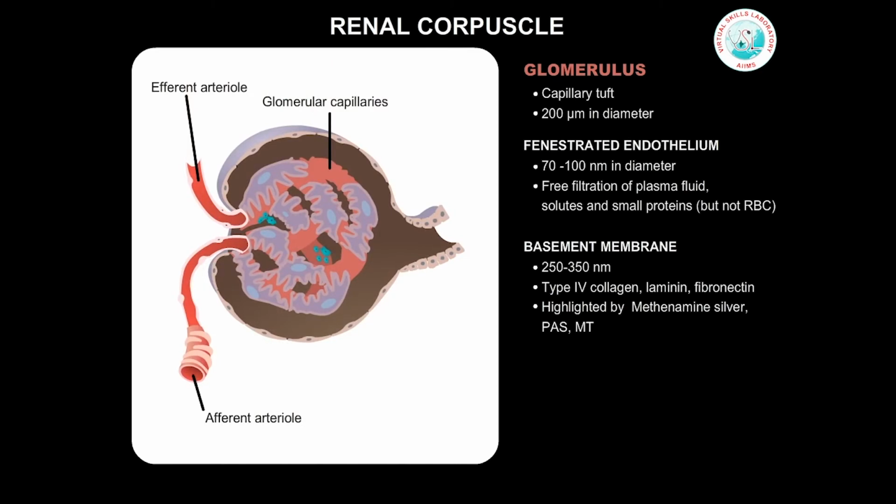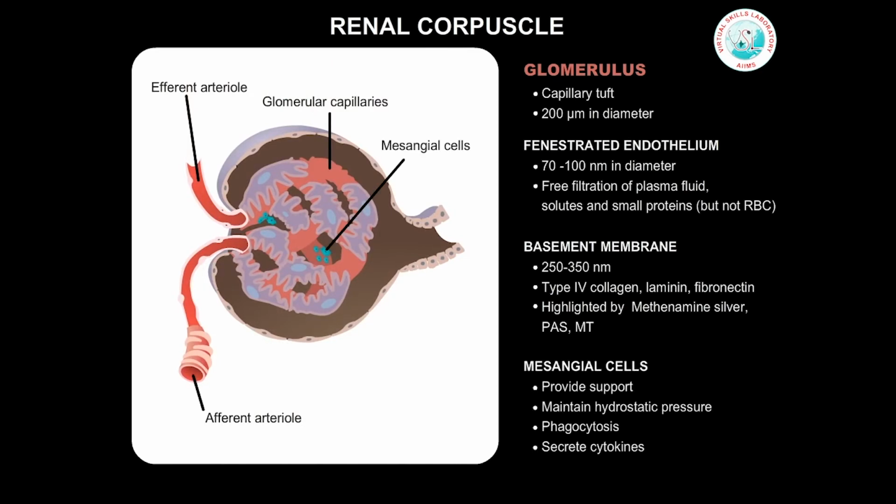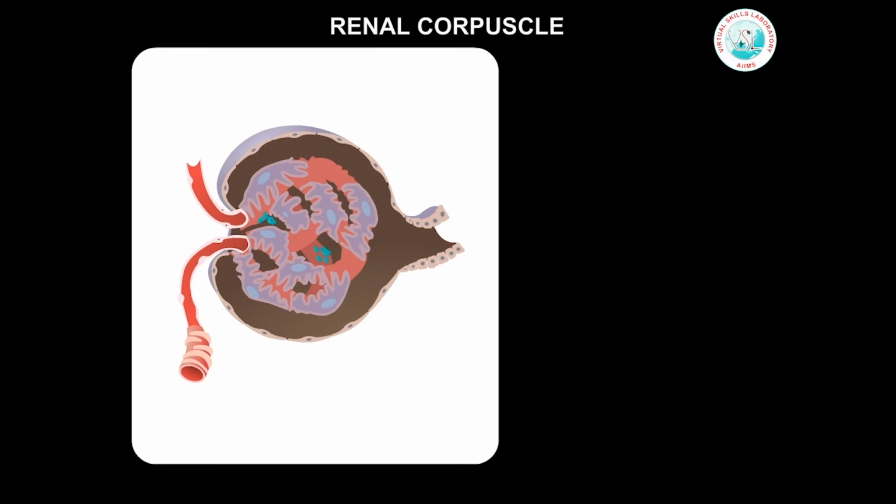In between the capillaries are present mesangial cells. These cells stain more darkly, however, are difficult to distinguish in routine sections. They provide support to the glomerulus, respond to vasoactive substances, and help maintain hydrostatic pressure for optimal filtration. They phagocytose protein aggregates, for example antigen-antibody complexes in many pathological conditions, and secrete several cytokines that are important for immune defense and repair in the glomerulus.